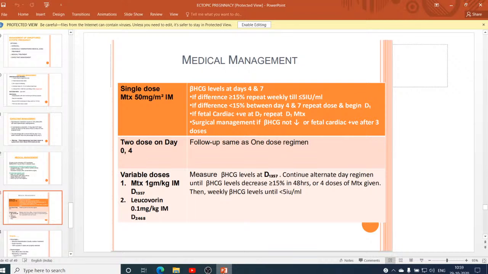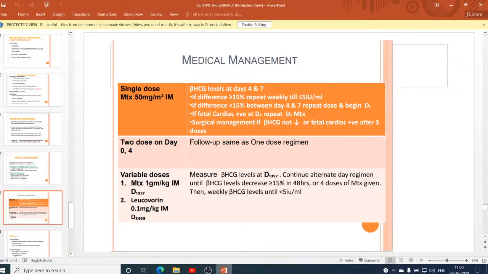Medical management: if beta HCG not falling or fetal cardiac positive after 3 doses. Okay, 2 doses on day 0 or 4 followed up same as 1 dose. Variable dose. Other than that, methotrexate can be given by 1 mg per kg intramuscular on day 1st, 3rd, 5th, 7th, and followed by leucovorin, that is folinic acid, 0.1 mg per kg IM on day 2, 4, 6, 8. So alternate. First day methotrexate, second day leucovorin, third day methotrexate, fourth day leucovorin, like that.